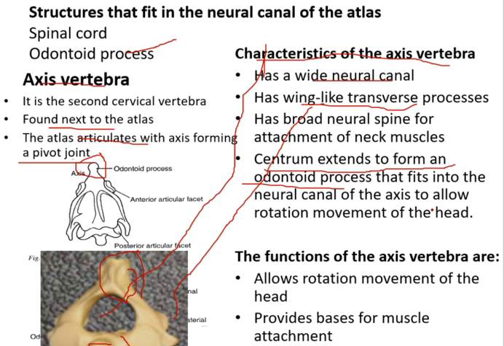This fits into the neural canal of the atlas to allow rotational movement of the head. As we said earlier, the structure that fits in the neural canal of the atlas is the odontoid process. In this case, the centrum extends to form an odontoid process, which is peg-like and fits into the neural canal of the atlas to allow rotational movement of the head. Functions of the axis vertebra: it allows rotational movement of the head, and provides a base for muscle attachment.